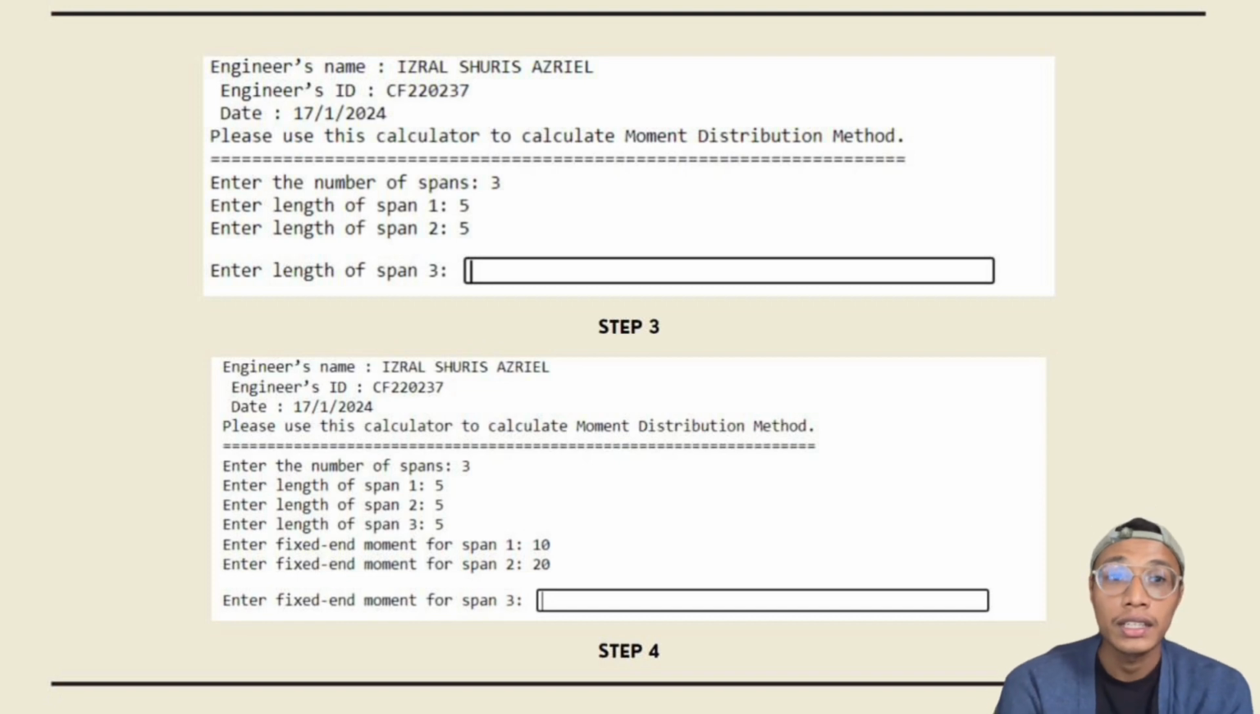Okay, next is step 3, to continue to calculate moment distribution, users must enter the length of span for each span, which is span 1, span 2, and span 3. And step 4 is user has to enter the fixed end moment also for each span, which is span 1, span 2, and span 3.